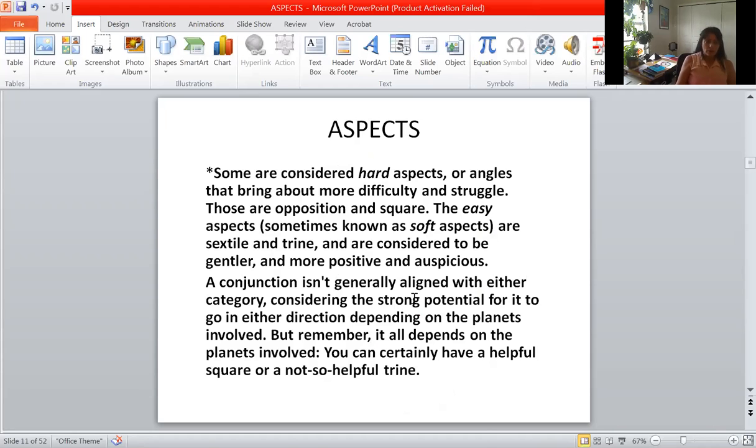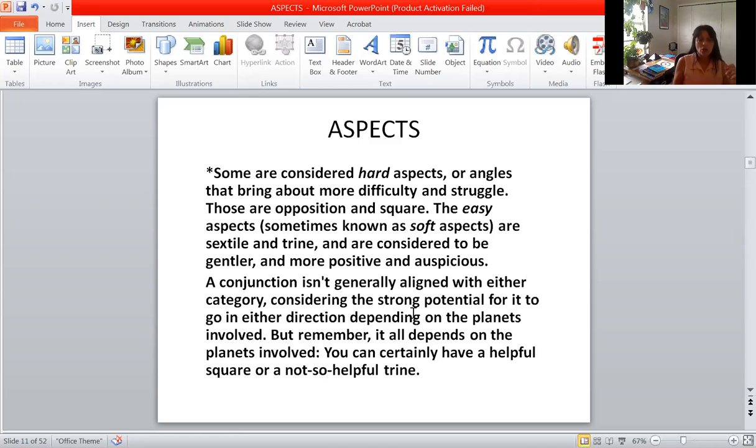Okay, aspects. Some are considered hard, or the angle is considered hard or harsh, which would bring about more difficulty and struggle. And we'll look at this in a little bit more detail. Those would be oppositions and squares. And we'll talk about why in a second. The easy aspects, sometimes known as soft aspects or lazy aspects, are the trine and sextile. And then there are others too, which are parts of these, but these are the 4 big ones, easy and hard. And they are considered to be a little bit more gentle, positive, auspicious.